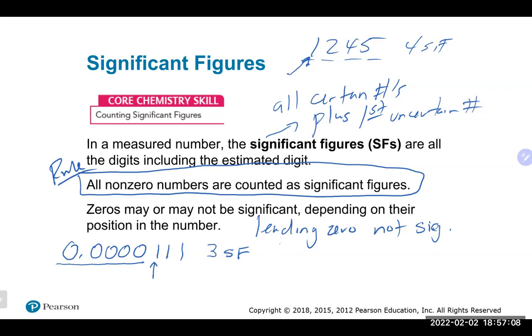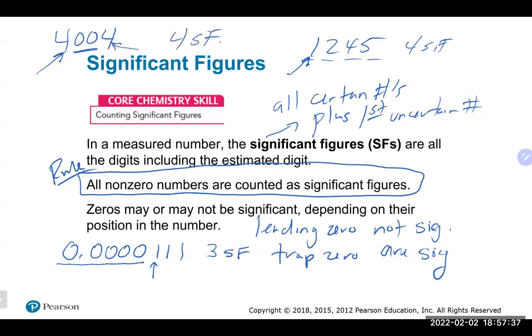There are what are sometimes called trap zeros, or captain zeros, those are significant. Which means if I had 4004, how many significant figures would it have? It would have 4. We would start counting here. That's our first non-zero. These zeros are trapped, so they are significant. And obviously that's a non-zero at the end, so that would have 4 significant figures.